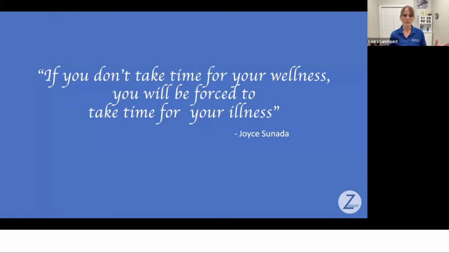This is one of my favorite quotes. If you don't take time for your wellness, you will be forced to take time for your illness. And if you just let that settle in: if we're not taking care of ourselves and preventing what we can and maximizing our systems when we're well, then we will be absolutely forced to do that for our illness or due to injury. And so this is where prevention is just such a big piece. And it's such a big piece when it comes to falls, because we know that so many of them can be prevented with the right strategies.